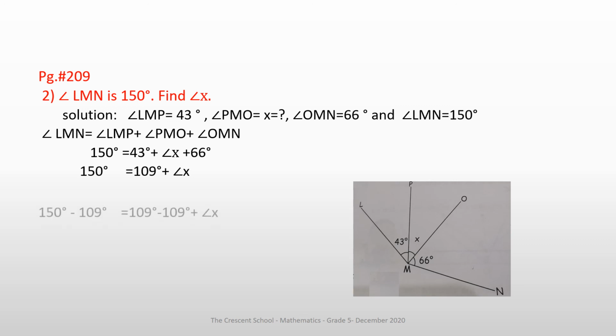150 degree minus 109 degree is equal to 109 degree minus 109 degree plus angle X. Difference of 150 degree minus 109 degree is 41 degree. Therefore, angle X is equal to 41 degree.